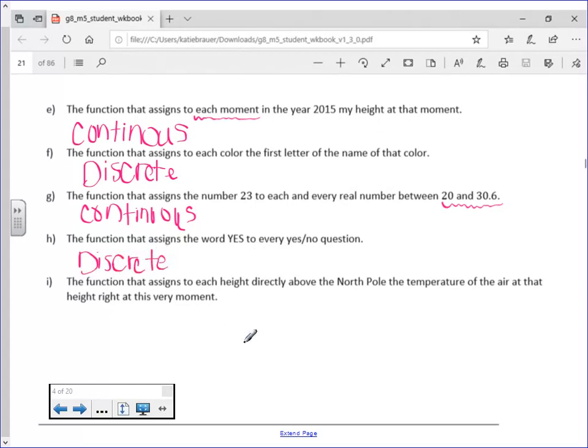The function that assigns each height directly above the North Pole the temperature of the air at that height right at this very moment. That's continuous because once again, we're talking about at this very moment. Okay, that's your first page.